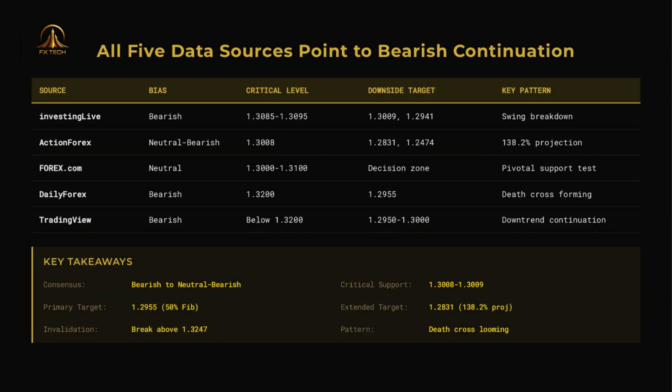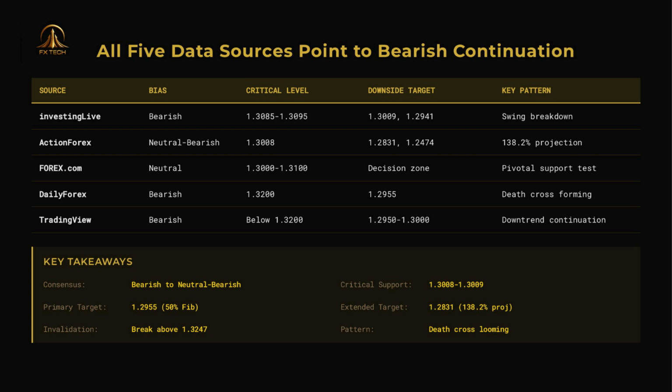Our analysis integrates insights from 5 leading technical sources, and the consensus is remarkably uniform. Investing Live maintains a bearish bias, highlighting the swing area breakdown with downside targets at 1.3009 and 1.2941. Action Forex adopts a neutral bearish stance, identifying 1.3008 as critical support, with targets at 1.2831 and 1.2474 based on the 138.2% projection.